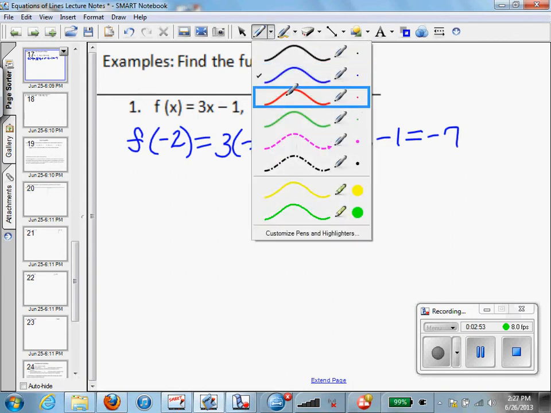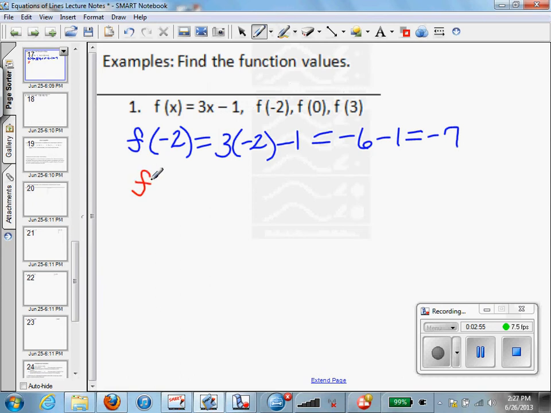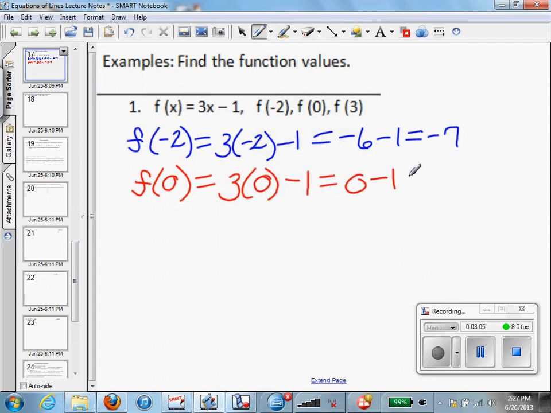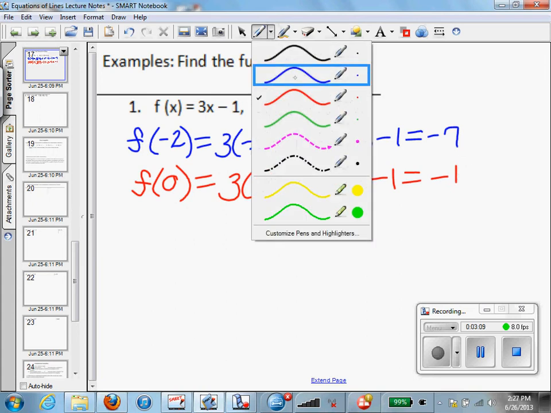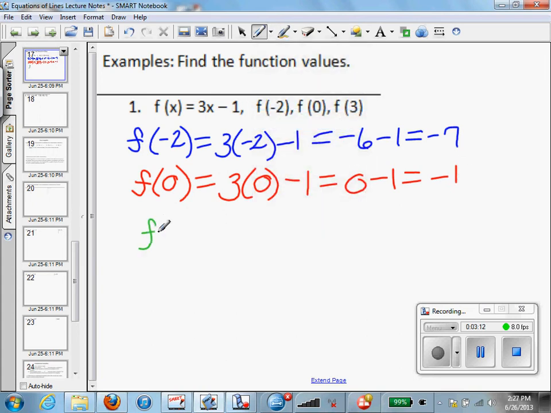If we look at the next value of f at 0, we see 3 replacing that x with a 0 minus 1. So you have 0 minus 1 is negative 1. Alrighty, we have f of 3. So take your function, replacing every x that we see with a 3, for example, right here. So multiplying out, 3 times 3 is 9, minus 1 is 8.